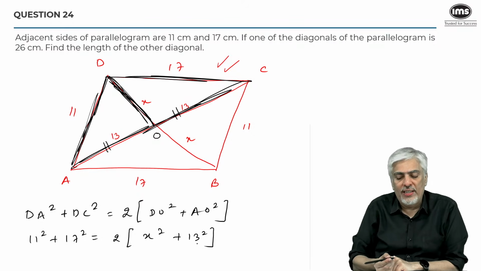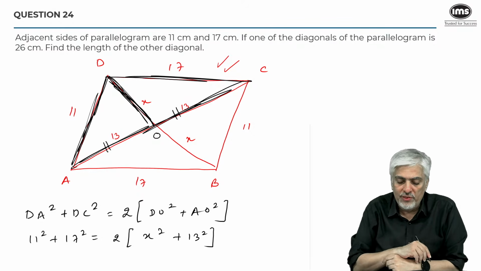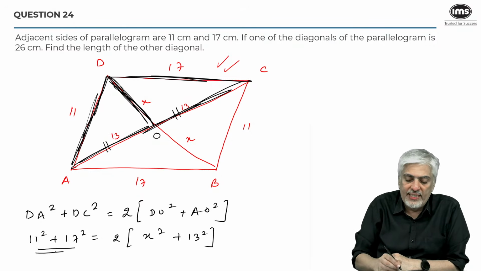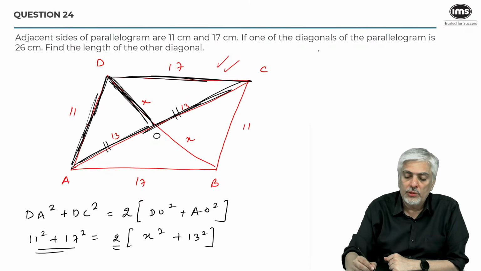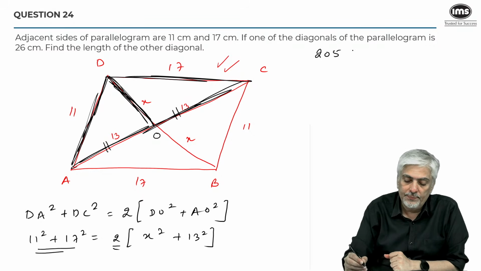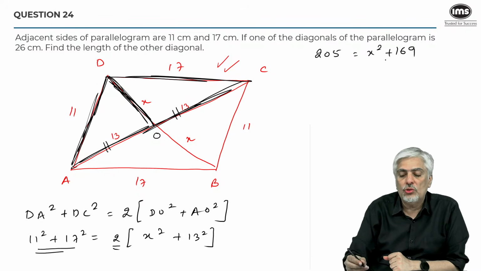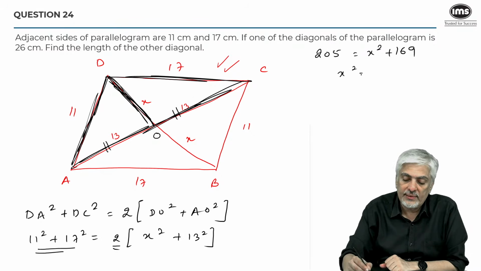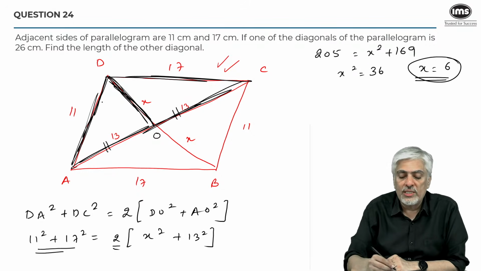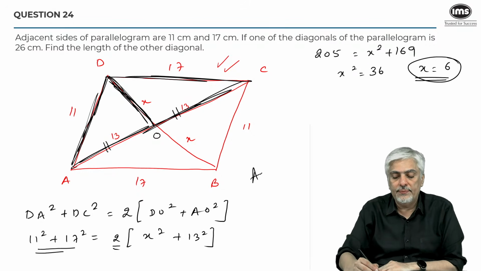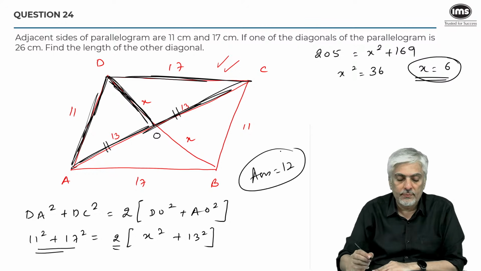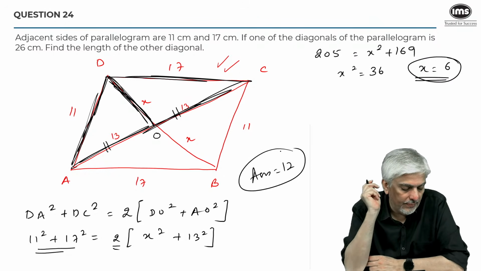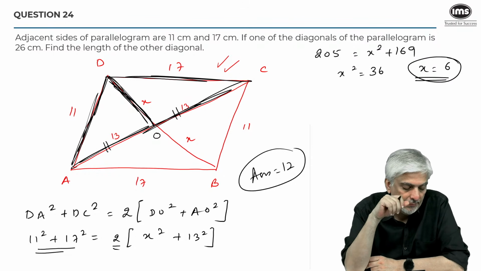After that, it's only solving. I hope I don't need to solve. This comes out to be 410. 410 divided by 2 is 205, which is x square plus 169. Taking it to the other side, x square comes out to be 36, and therefore x is 6. Once you got x is 6, the other diagonal is 12. Great.